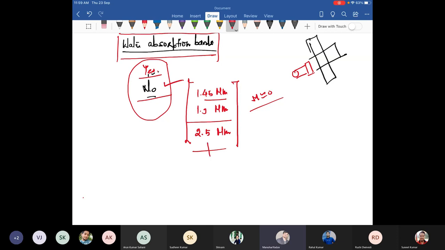So obviously, you are not going to select your spectral band, you're not going to design your band around these wavelengths, because they are totally trapped. Energy is totally absorbed in the atmosphere.